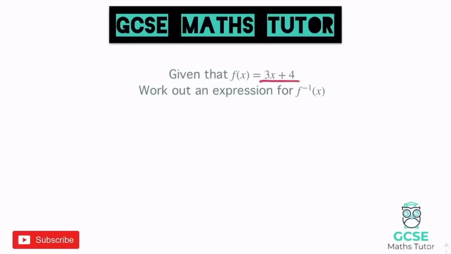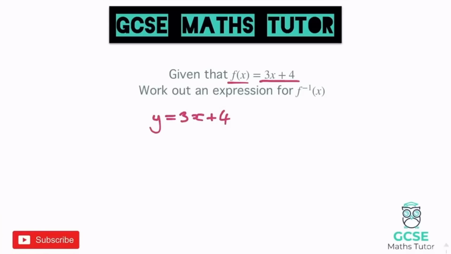Now, it's just personal preference. There are lots of ways of doing this. This is just the way that I like to do it. Instead of writing f of x equals 3x plus 4, I like to write y equals 3x plus 4, and now I rearrange it to make x the subject. So the first thing I'm going to do is take away 4 here.